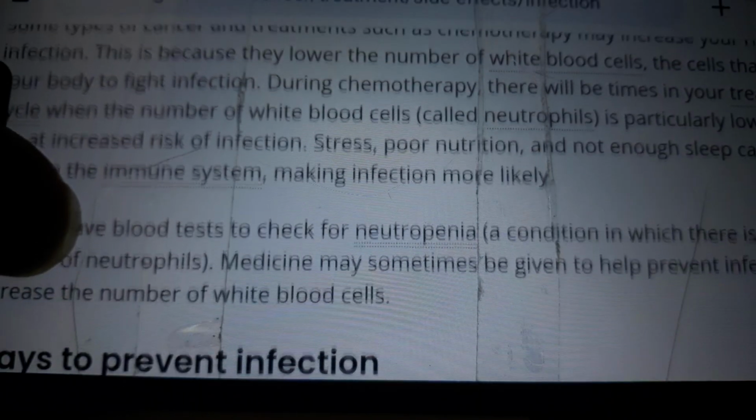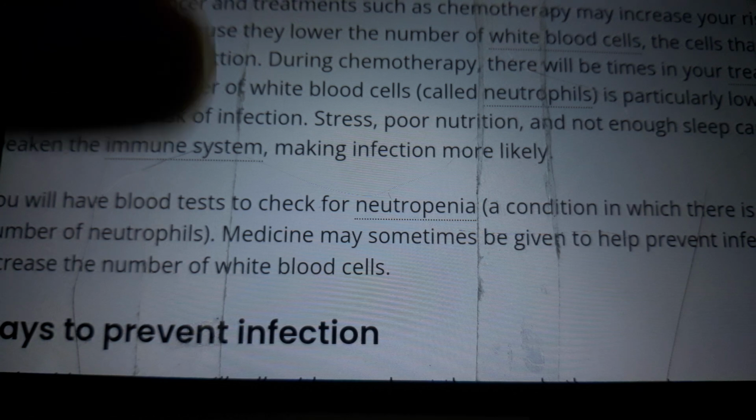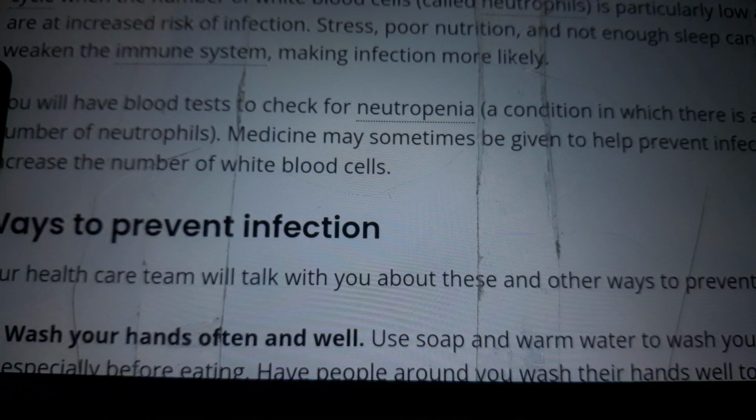Some types of cancer and treatments, such as chemotherapy, may increase your risk of infection. This is because they lower the number of white blood cells, the cells that help your body fight infection. During chemotherapy, there will be times in your treatment cycle when the number of white blood cells, called neutrophils, is particularly low and you are at risk of infection. Stress, poor nutrition, and not enough sleep can also weaken your system, making infection more likely.